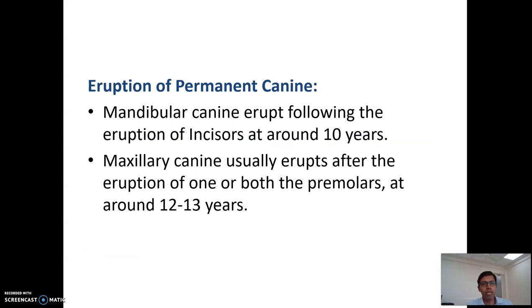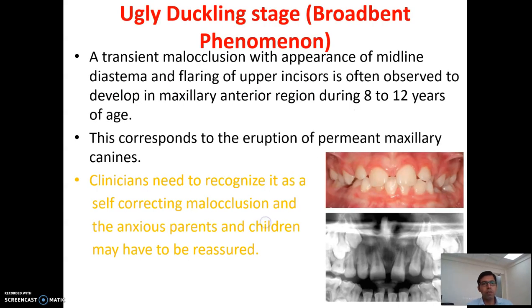Coming to eruption of the permanent canine. The mandibular canine erupts following the eruption of the incisors at around 10 years. The maxillary canine usually erupts after the eruption of one or both premolars at around 12 to 13 years. During the maxillary canine eruption, that stage is called the ugly duckling stage or Broadbent phenomenon, as explained by Broadbent.